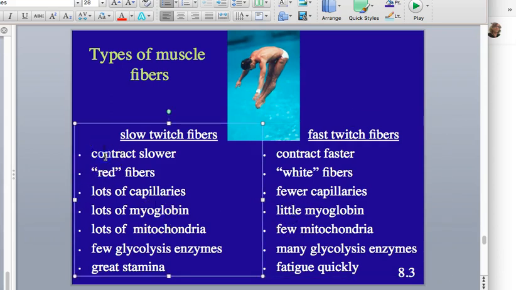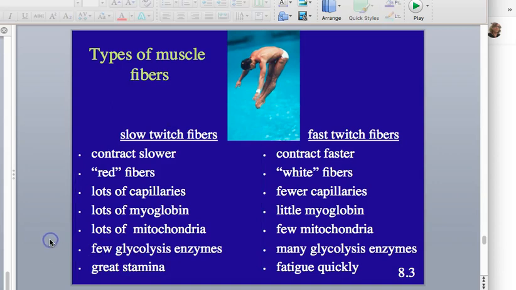Whereas the slow twitch muscles are red fibers. They are the ones that we do control, so they have to have good stamina so we can keep using them. But again, you have to work out in order to have these things happen.